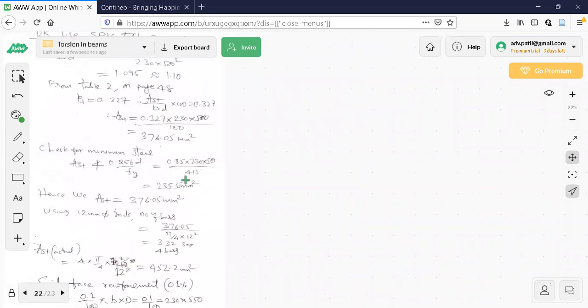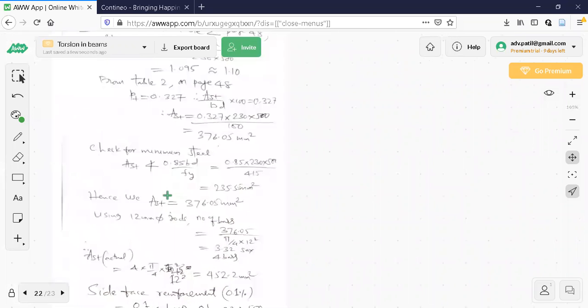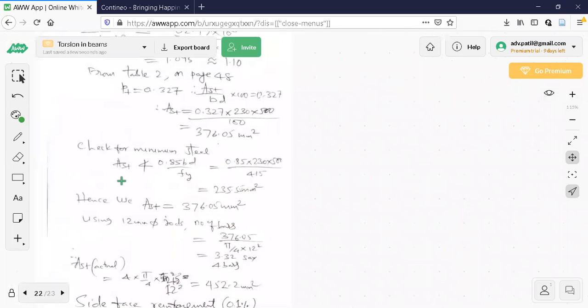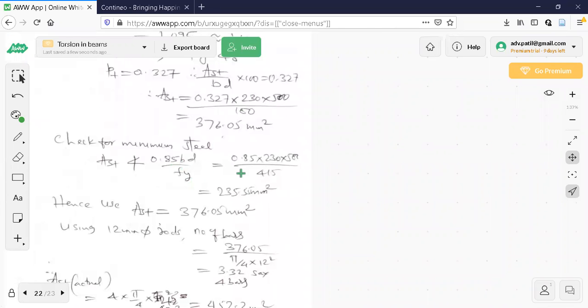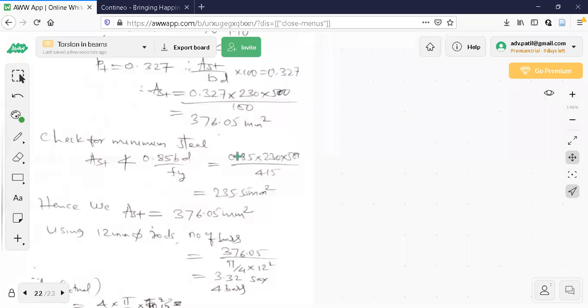So once this is calculated, check for minimum steel. AST in any case should not be less than this formula: 0.85 BD by Fy. So 0.85 BD by Fy is checked here. It is 235.5.